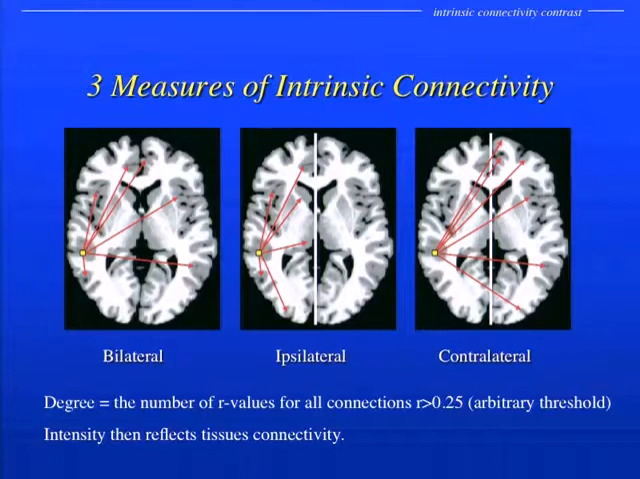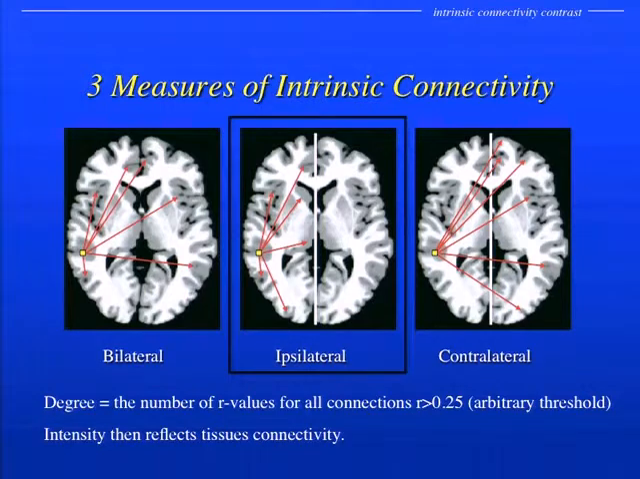What I'm going to focus on here is the degree, which is the sum of all connections greater than a threshold of 0.25, and this is an arbitrary threshold, which I'll discuss. For the epilepsy work, because we're trying to quantify the hemisphere that might have abnormal connectivity, we used an ipsilateral measure with the thought that that would definitely lateralize the hemisphere. If we found an abnormality in the contralateral measure, for example, we don't know whether it's due to this tissue right here or due to the connections that this tissue has. And similarly, in the whole brain, you don't know what the source is. So we thought this might be a little easier to interpret.